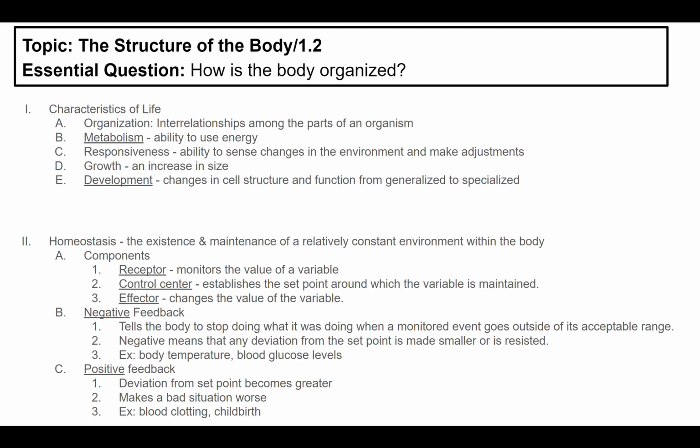Now the positive feedback mechanism is kind of rare in your body. There's not a lot of situations where this happens, but whenever you have a positive feedback, the deviation from the set point doesn't go back to the set point. It just keeps getting farther and farther away from that set point. So if it's a bad situation, it's going to make it worse, which you're like, well, then why do we even have these in the body if it makes it worse? Well, there are certain specific situations where you have to have a positive feedback mechanism or you will never see the end of it.